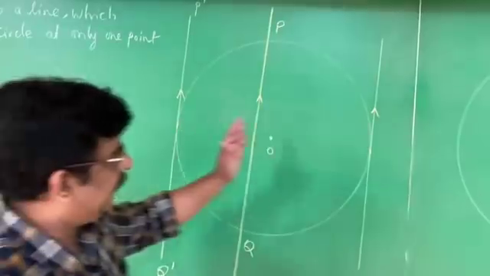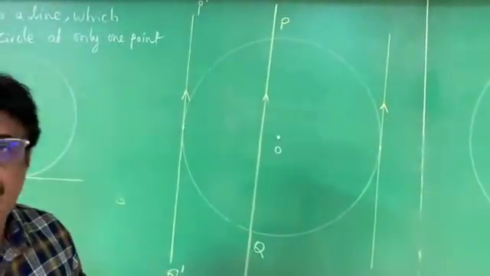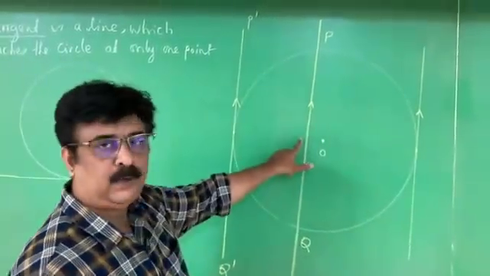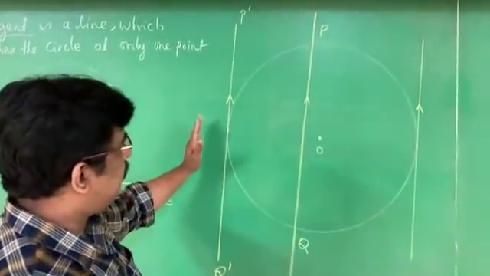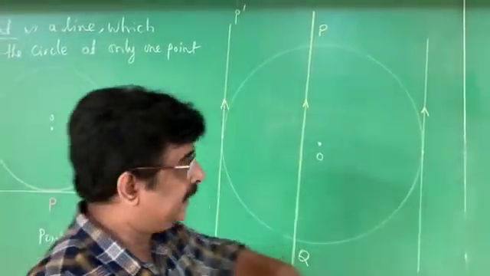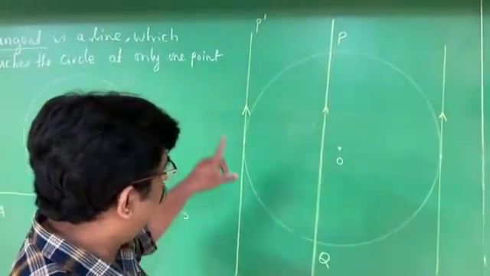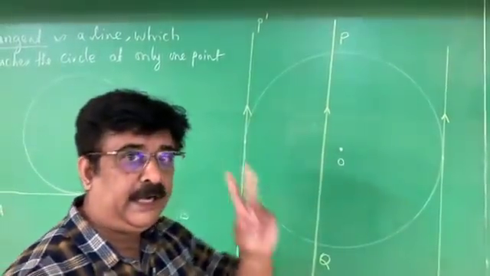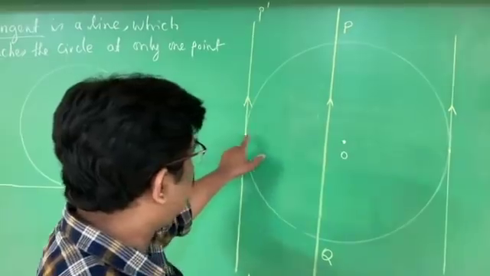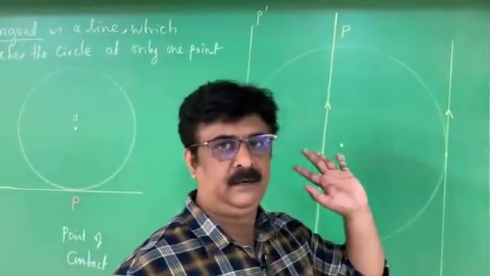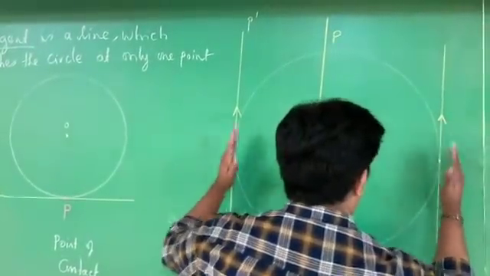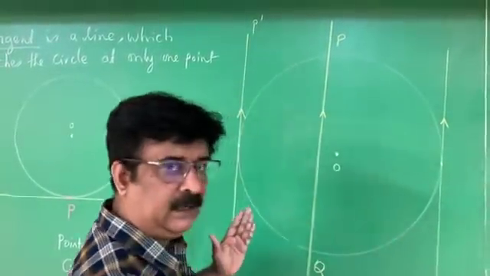Therefore, in this diagram, how many tangents are there? Two tangents. How many secants are there? Only one secant. But what is the relationship between these three lines? They are all parallel to each other. That tells us we can draw only two parallel tangents to a circle. Try to understand. This is parallel to this. Only two parallel tangents to a circle.